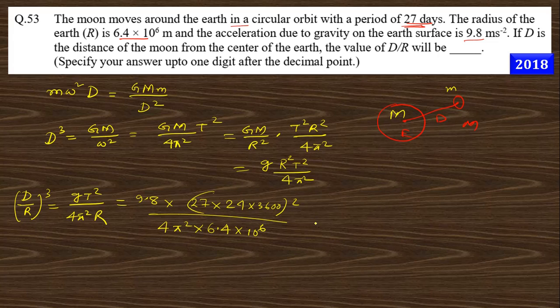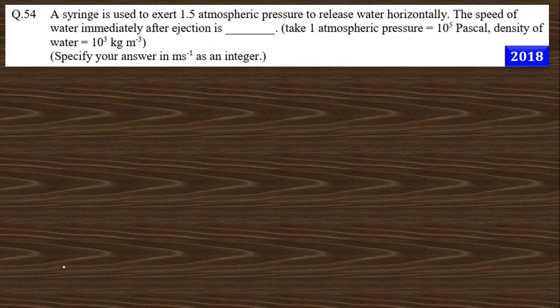Just put the values, you will get nearly 211 into 10 to the power 3. So d by r is the cube root of that, which is nearly equal to 59.54. This is the answer of this question. Clear? Go to the next question.